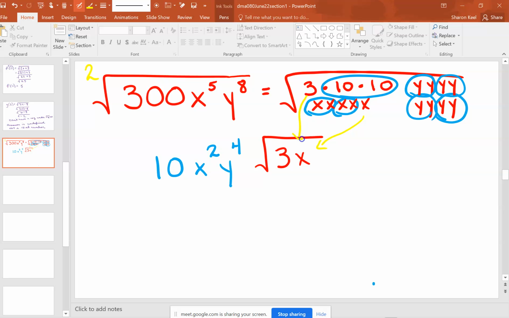That 1, 3 here stays under the radical. For the y's, 2 goes into 8 evenly 4 times. There's no y's left underneath. So the variable part, you're just dividing the index into the exponent. However, let's look at that 300.